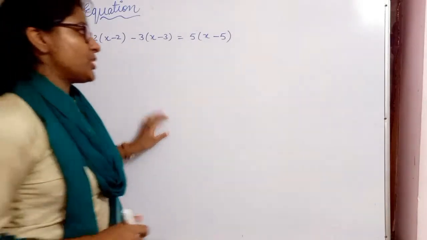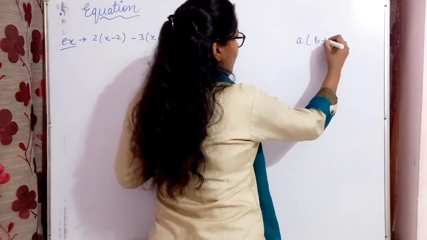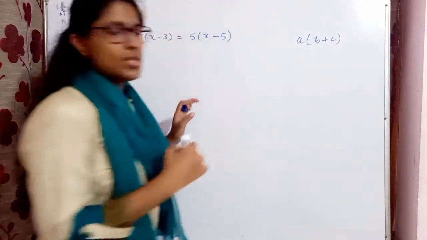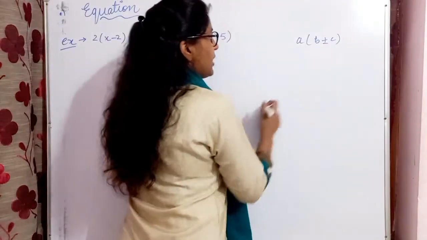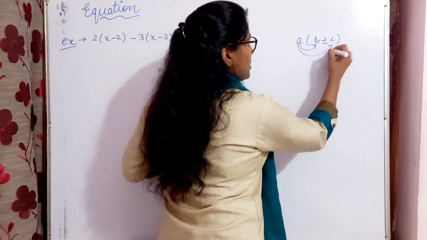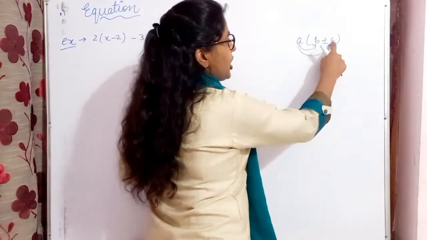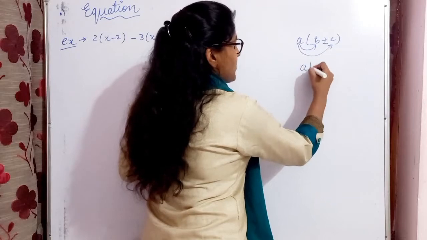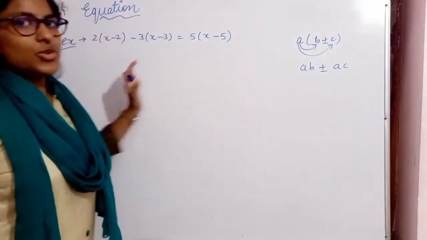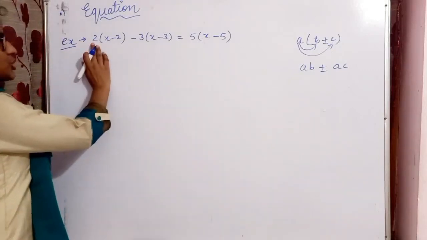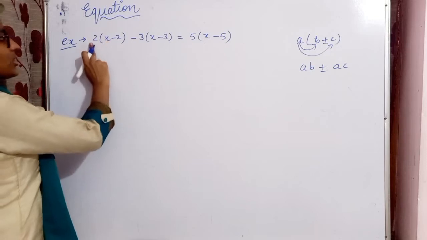In the distributive property, the property tells us that if a number is multiplied with the sum or difference of two numbers, that number is multiplied with each term. That is multiplied with B also and multiplied with C also. Same we are using here. See here, this 2 is multiplied with this bracket. So this 2 is multiplied with the x also and this.